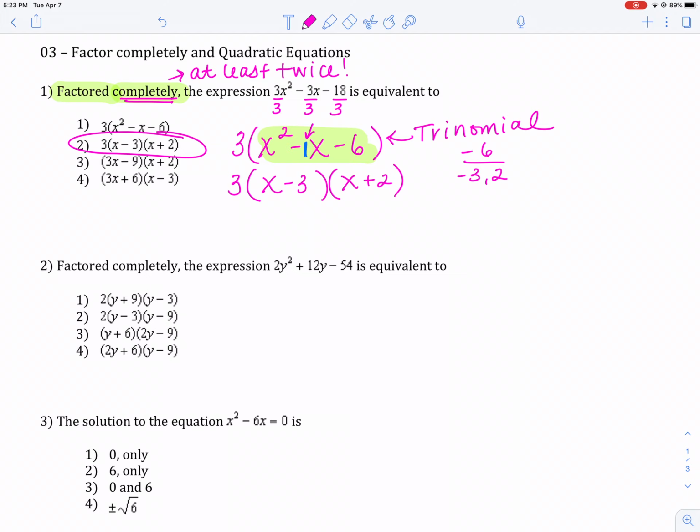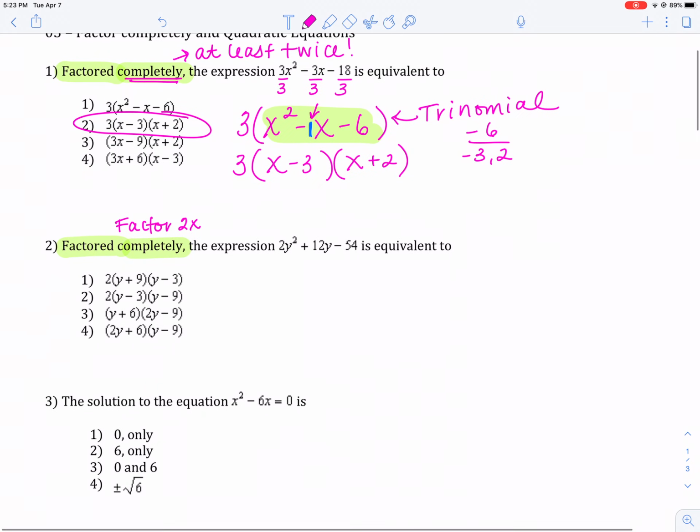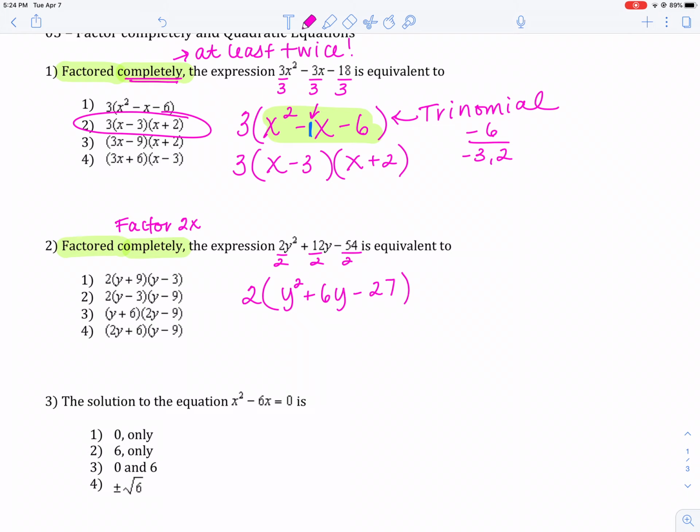Look at the next one, number 2. Again, it tells you factor completely. So immediately you're going to factor at least 2 times. So when you look at 2y squared plus 12y minus 54, your 2, your 12, and your 54, you know that you're going to take out a GCF of 2. So if I pull out a 2, you can't pull out a y. They don't all have a y. So when I divide each of these by 2, I would get y squared plus 6y minus 27.